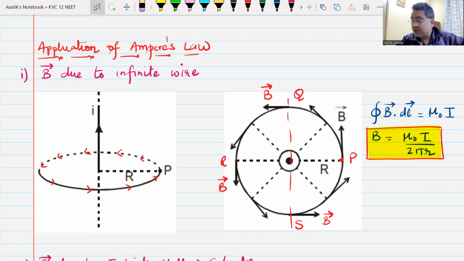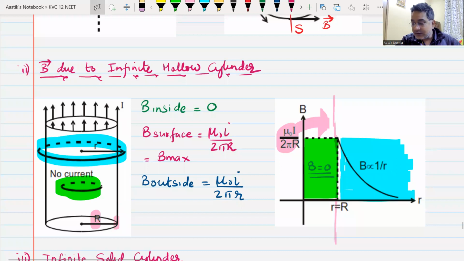Then we saw, due to a hollow cylindrical wire, this is the magnetic field. Inside it is 0. On the surface, mu naught I by 2 pi capital R. Outside it is mu naught I by 2 pi small r. The maximum field is on the circumference or the surface. Do we remember this? Yes or no?